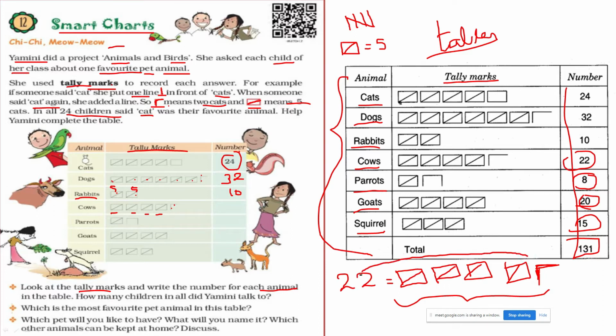They will ask you to represent any number in tally marks. Sometimes they will give the tally marks. You have to write the number like this. For example, parrots. What number does it represent? 1 complete square is 5. This is 1, 2, 3. 5 plus 3, 8. Okay. So parrots is 8. So like that they can ask you the question. Only 2 questions they can ask. One, they will give the tally marks and ask you to write the number. Another one, they will give the number and ask you to represent it in tally marks. Okay, these 2 questions are possible in this first exercise. Okay, children.